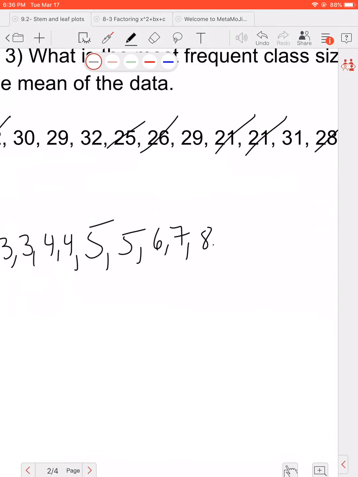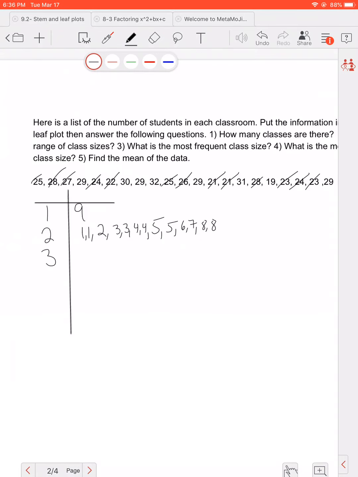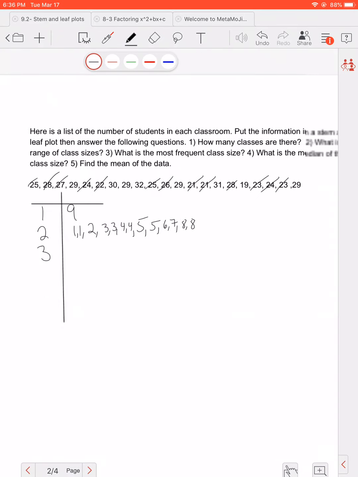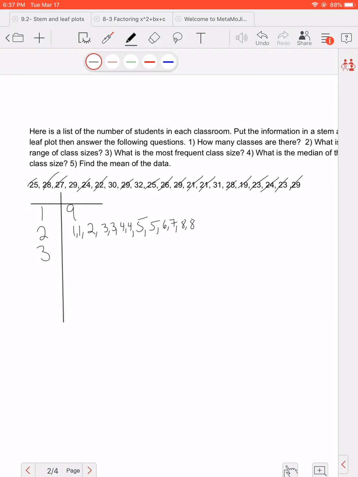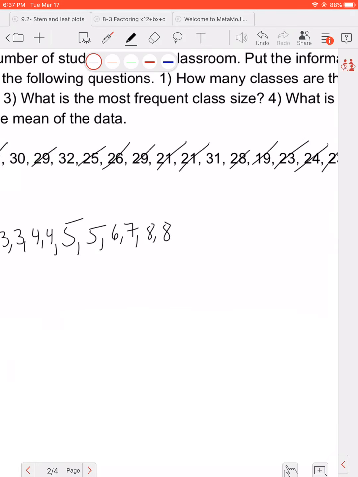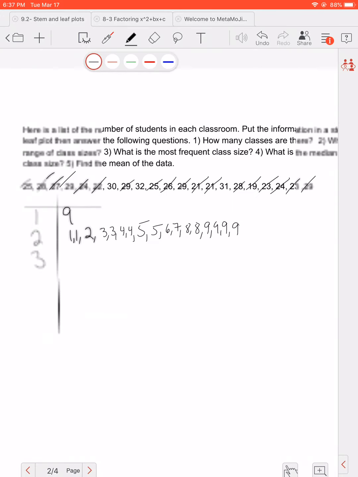Again, leaving a little bit of space in between is a good idea, especially if you have very cramped writing. We already took care of our 19, so that should be crossed off. It looks like we have 1, 2, 3, 4 29s. So I'm going to have 1, 2, 3, 4 29s. And that 29's crossed off.